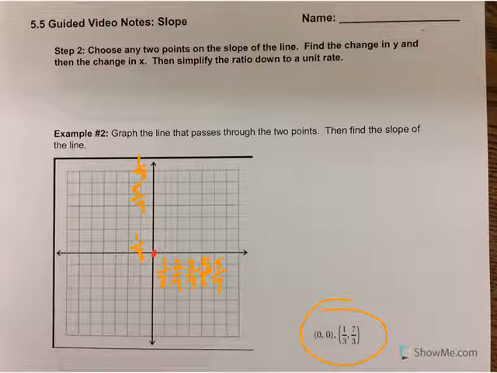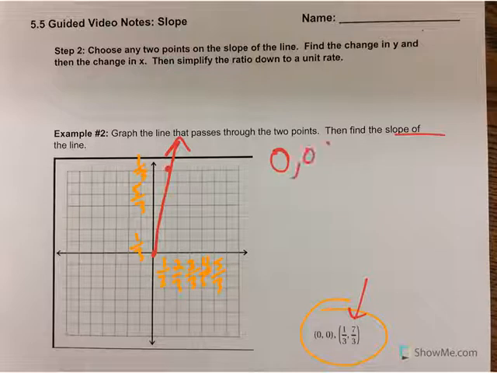So there's 0, 0 at the origin, and then 1/3, 7/3. So from the origin, I go right to the 1/3, and I go up to the 7/3, which would be right there. You can see this is a pretty steep line. Use a straight edge to connect those two dots, extend it, put an arrow past it. It says then find the slope of the line.